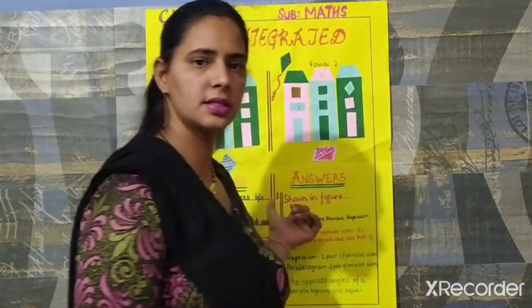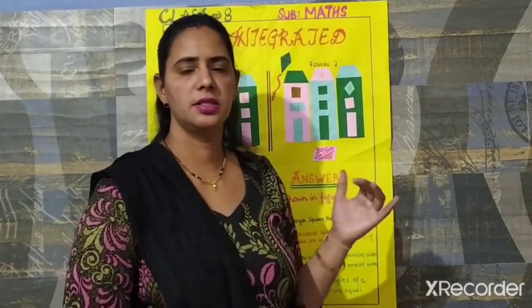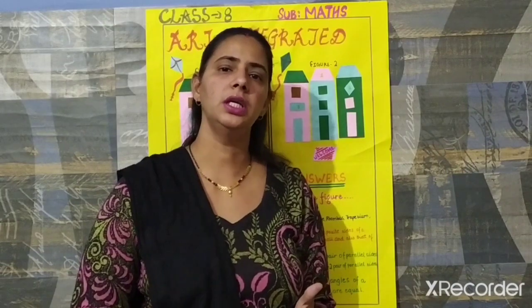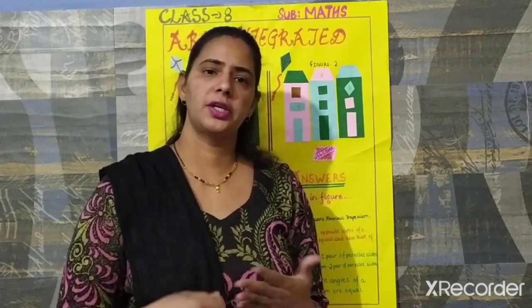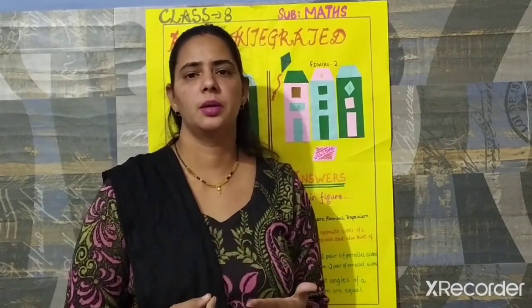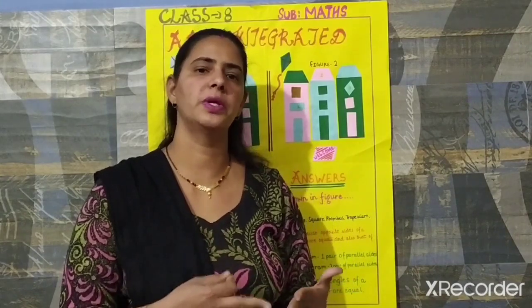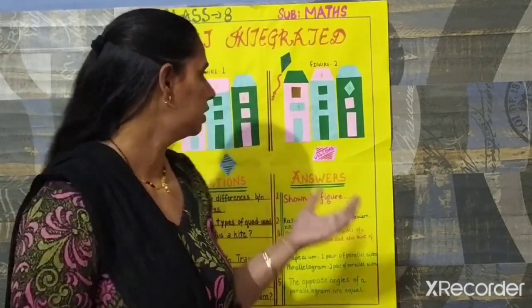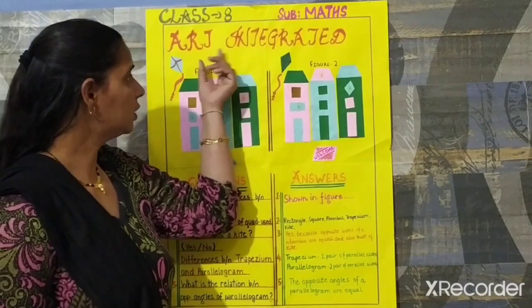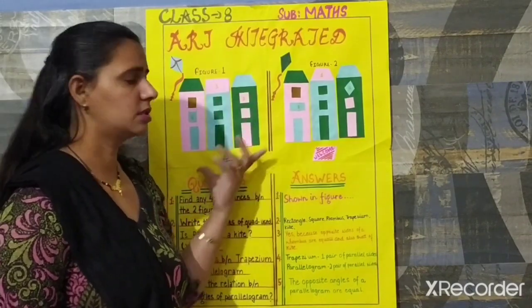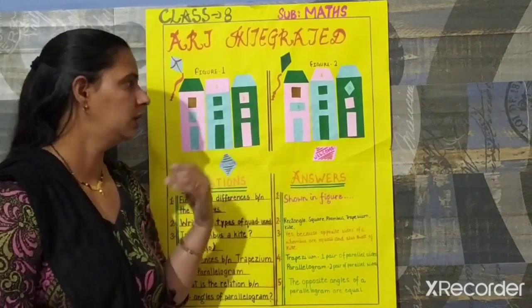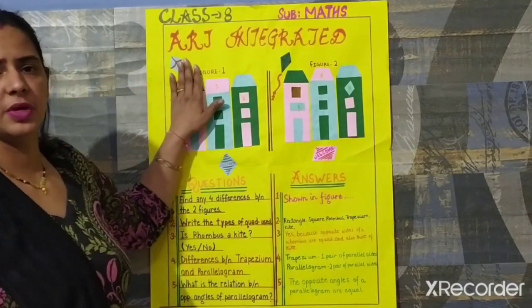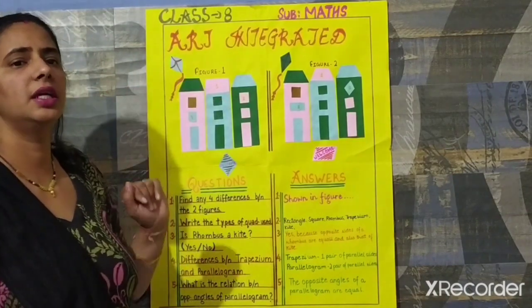Today we are going to discuss the art integrated project for maths. CBSE has introduced this concept this year only. Basically, you are trying to understand a concept or topic more clearly using art. Here we are using drawing or cutting and pasting. This activity is based on chapter 3, understanding quadrilaterals.